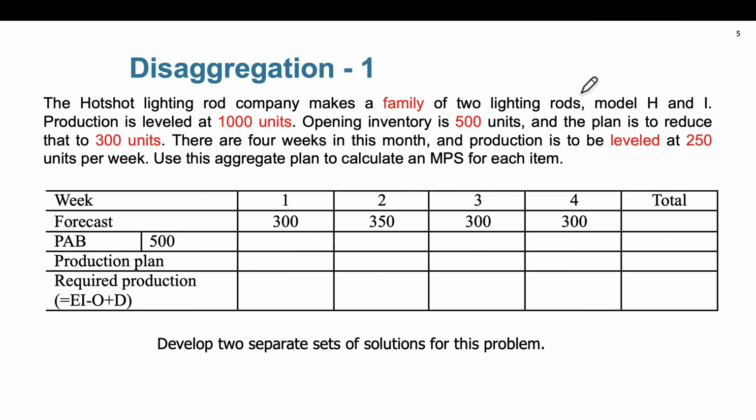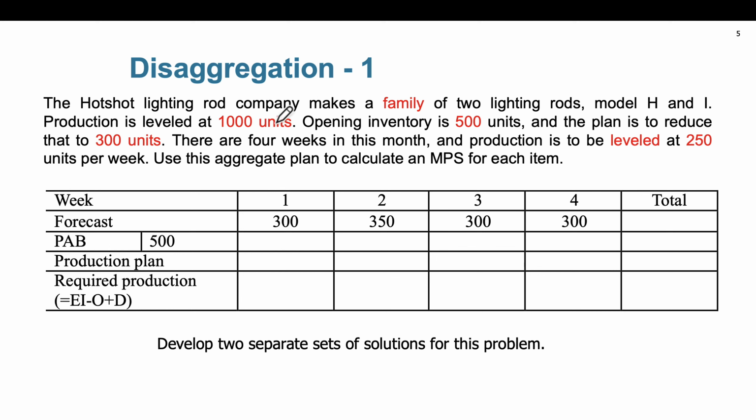also met. Now we will be solving one more problem using Microsoft Excel, whereby this is our production plan and we'll be converting it into MPS using Microsoft Excel. So this is a question: the Hotshot Lighting Rod Company makes a family of 2 lighting rods. Family means it's about the production plan, and there are 2 models, model H and I, which means we'll be supposed to make a master production schedule for each of them.